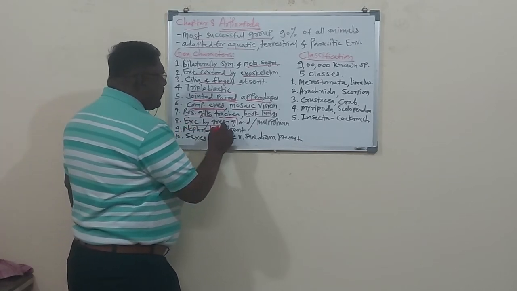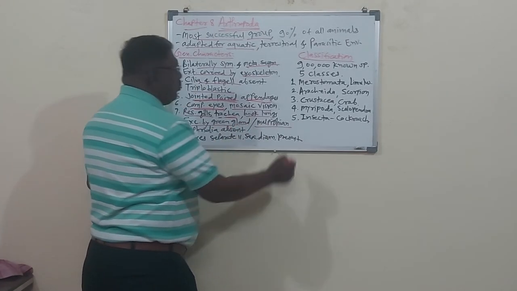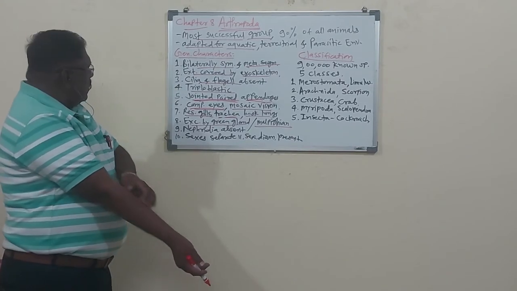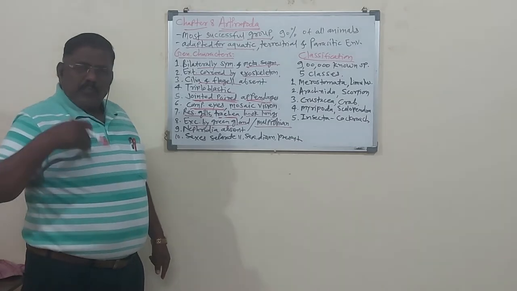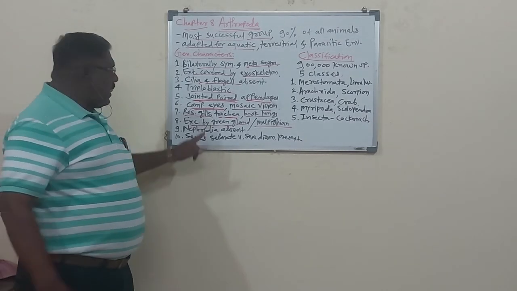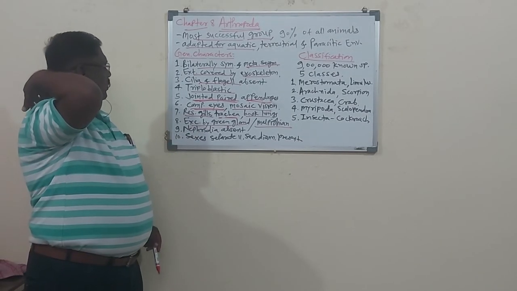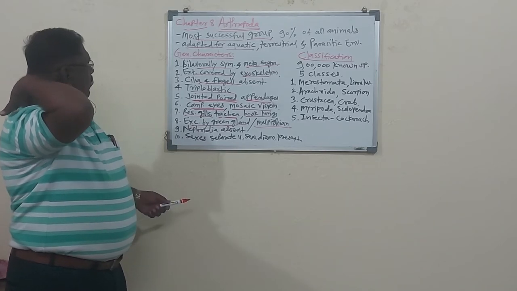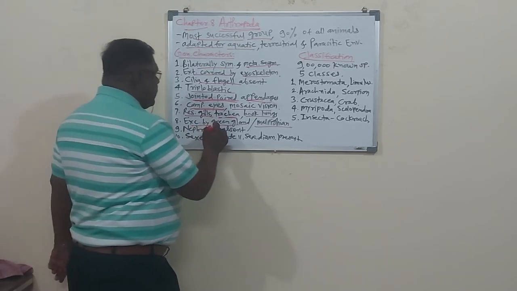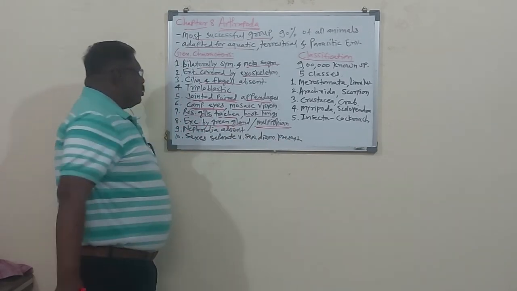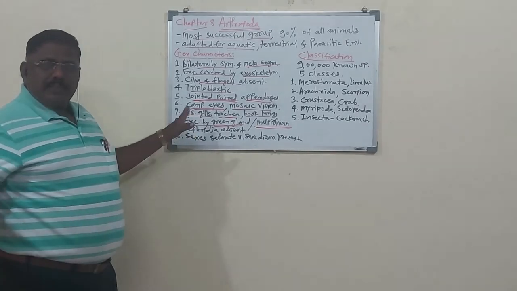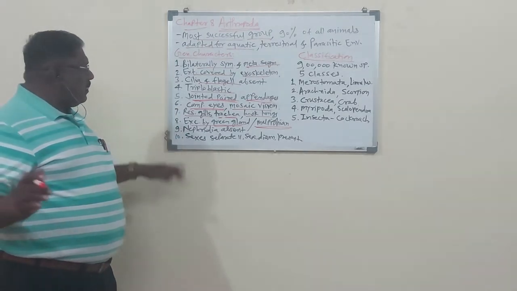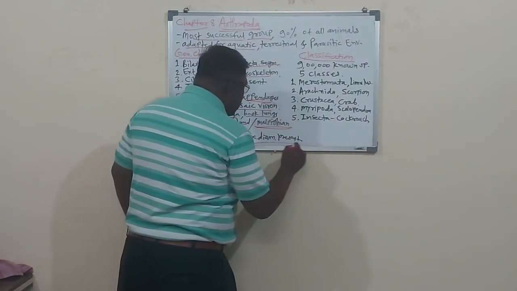Excretion is by green glands or Malpighian tubules. Nephridia are absent. The excretory organ in our body is the kidney, but here the animal is an invertebrate, so the kidney is absent. Instead of the kidney, there are green glands and Malpighian tubules. Nephridia are absent. Sexes are separate, male and female are separate animals. Sexual dimorphism is present.